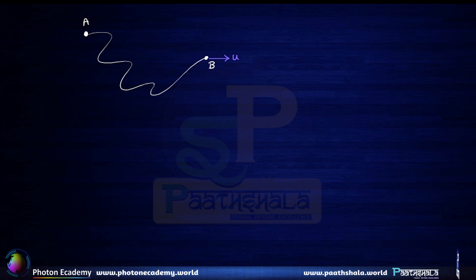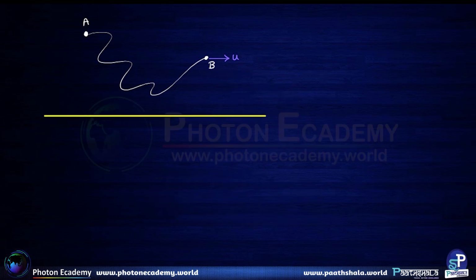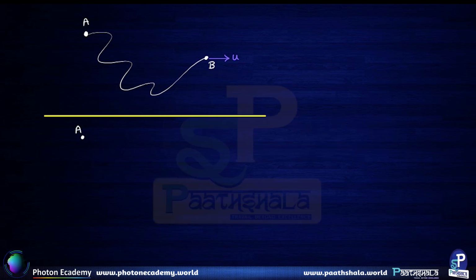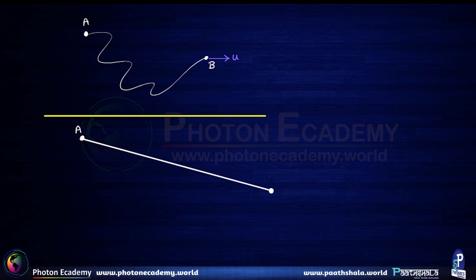So after a while, what is going to happen? After a while, the string will become taut. So when the string becomes taut, at that point particle A will be over here. This is the taut string now. This is particle A that's present at one end of the string, and particle B is present at this end.